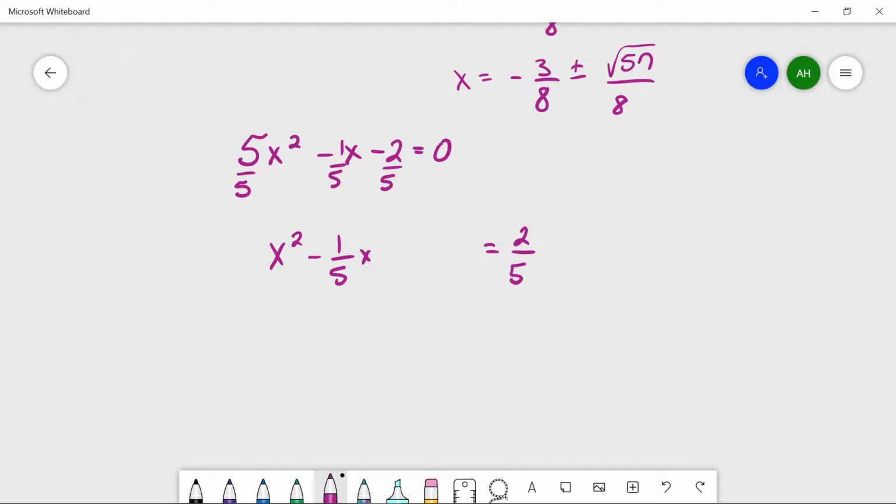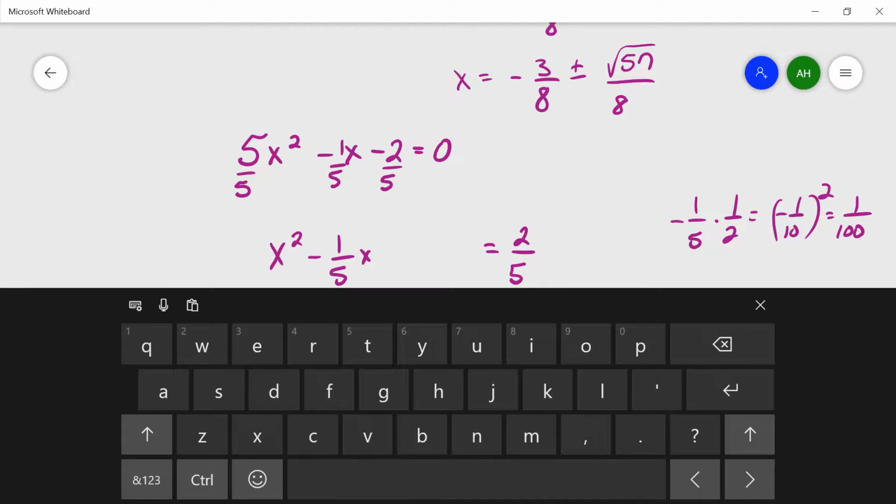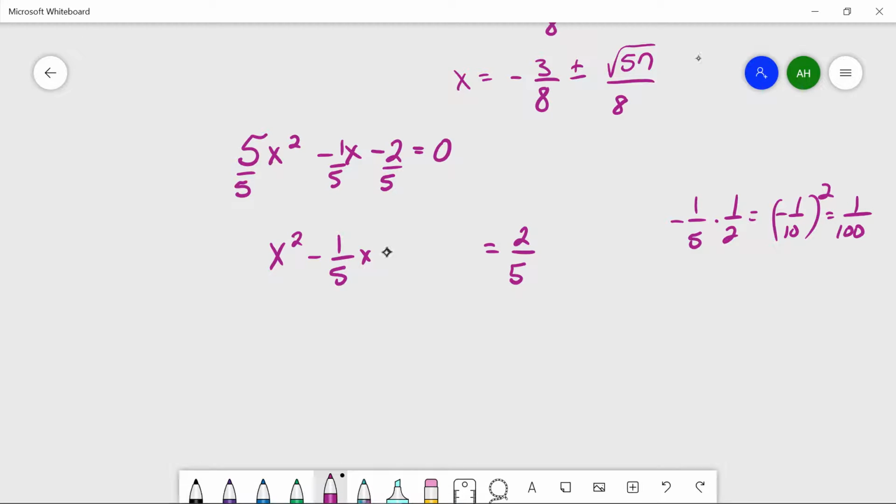All right, we're going to take now this negative 1/5. We're going to multiply it by 1/2, and we're going to get a negative 1/10. We're going to square that, and we're going to get 1/100th. Plus 1/100th, and we're going to add that over here as well.